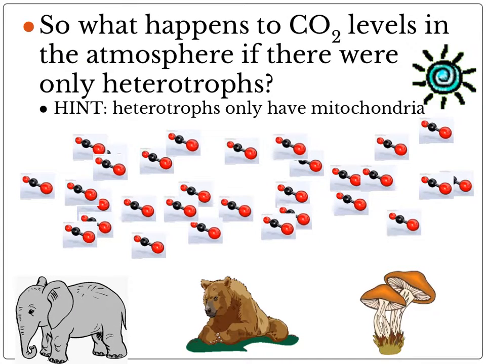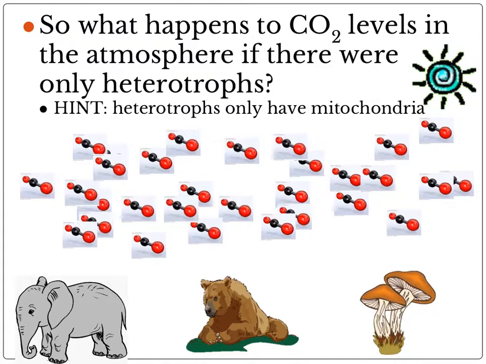So with those concepts in mind, the fact that you get your atoms from plants, and that animals only have mitochondria, so these heterotrophs here. This one is a herbivore. It only eats plants. This one's an omnivore, so it eats plants and animals. This is a grizzly bear. This one right here is a mushroom. It also is a heterotroph, not a plant. It only has mitochondria.